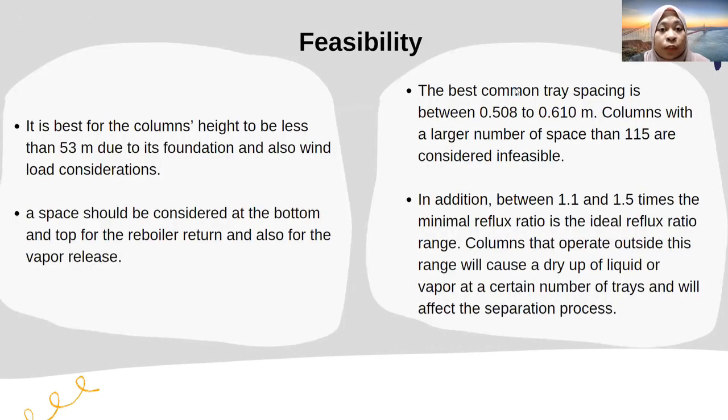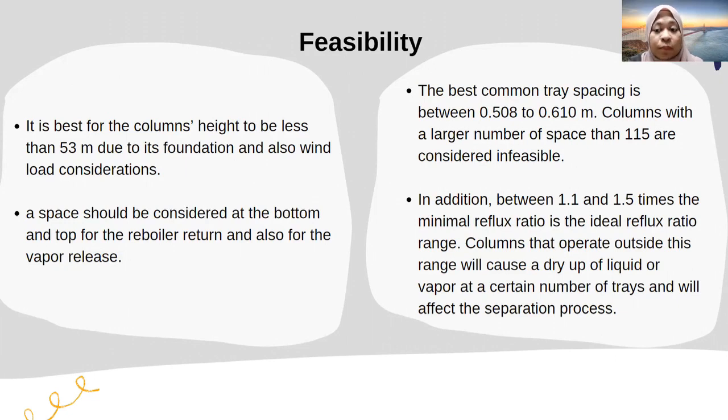So to make our design more feasible, it is best for the column's height to be less than 53 meters due to its foundation and also wind load considerations. Space should also be considered at the bottom and top for the reboiler return and also the vapor release. The next one is the best common tray spacing is between 0.508 to 0.910 meter. Columns with a larger number of trays than 115 are considered infeasible.